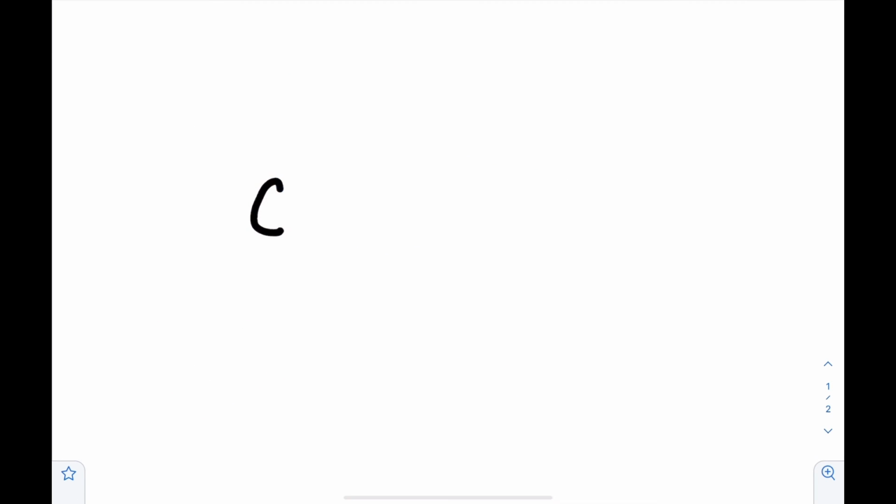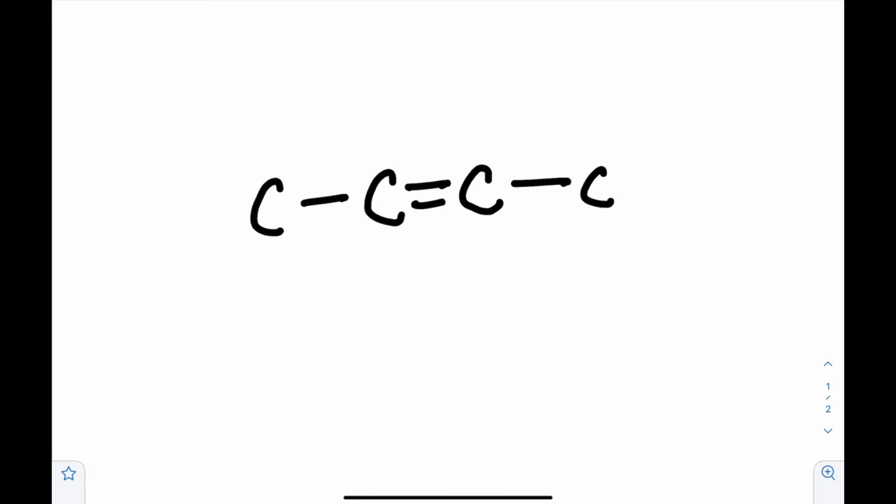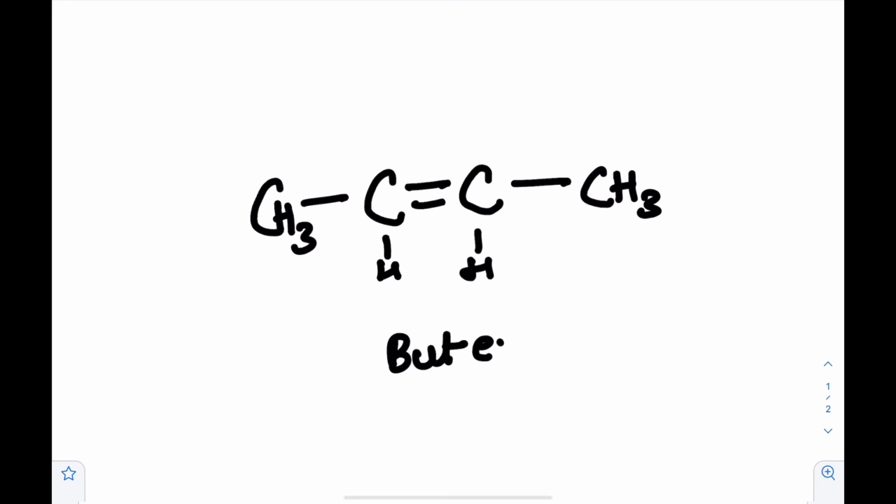If I have something like this, and this is my normal carbon atoms, CH3. Now I have 1, 2, 3, 4. So this is 4 carbons. So that is, yes, you guessed it correct, but-. Now, because this is an alkene, this is butene.